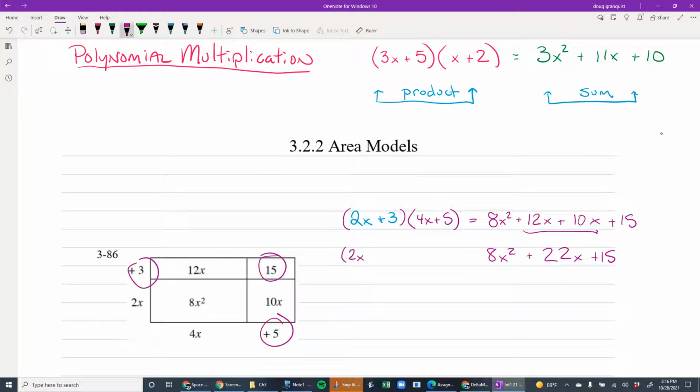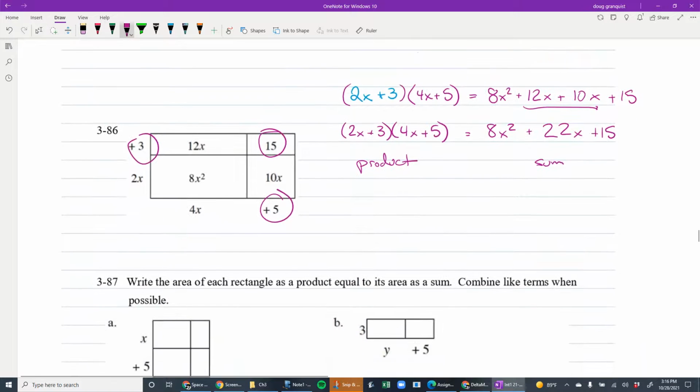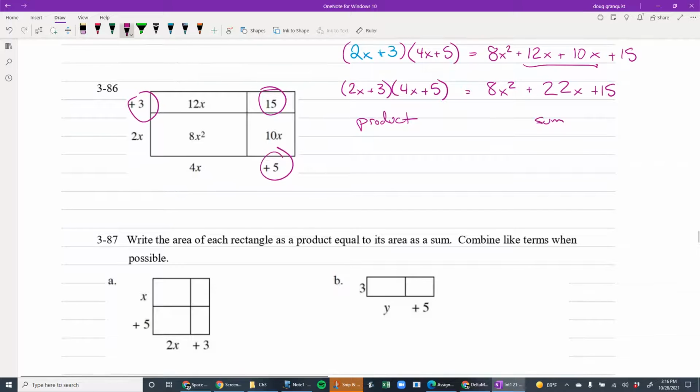Now, that's the model that we were looking at up above, where you multiply a polynomial times another polynomial, and you get this kind of sum product over there. We refer to this as the product and this as the sum. All right? Nice.